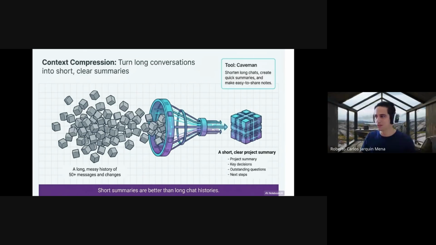I'm going to continue. So this is clear, right? Basically, turn a long conversation into a short and clear summary to optimize token usage. We don't have to send all the long history, right? Because the conversation may become heavy in context.